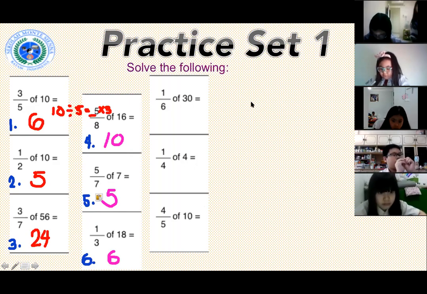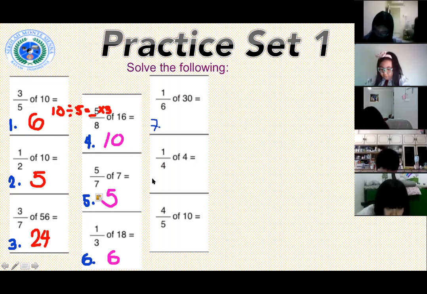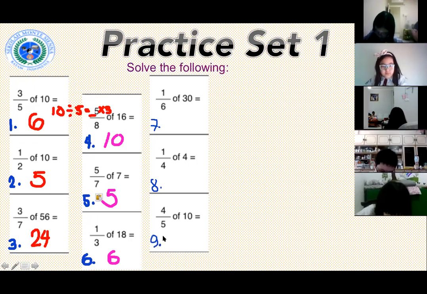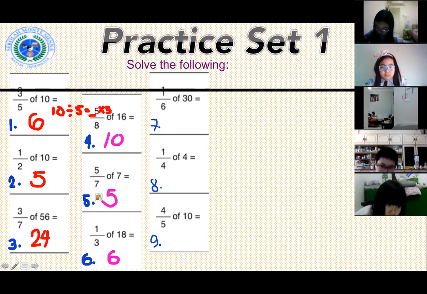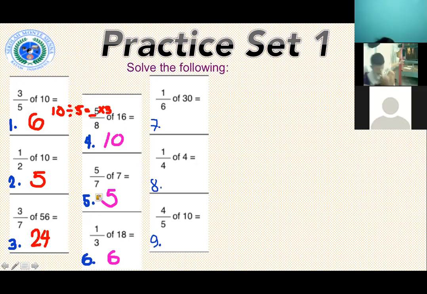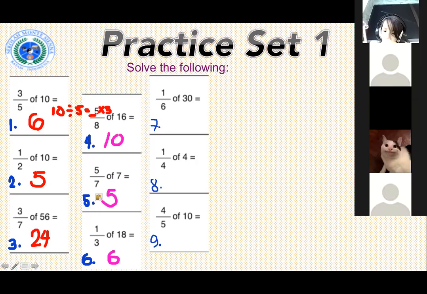Teacher will write numbers 7, 8, and 9. Go. Mervin, are you answering? Where is Gracelyn, Ferenza, Jessica, Jeslyn, Angelina? Key in your answers on the chat. Come on.